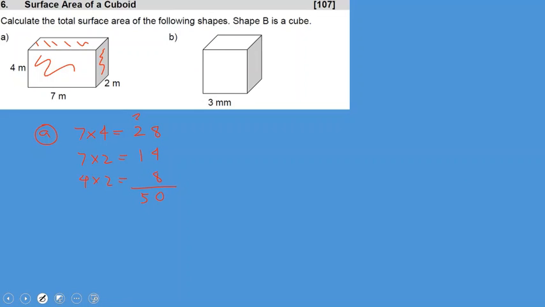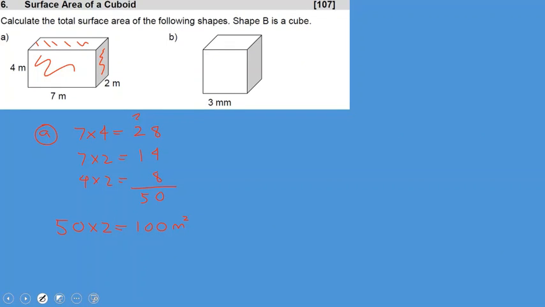But when we think about the fact that we've got 2 of each of these, we need to double that 50. So we're going to say 50 multiplied by 2 is obviously 100. And we've got lengths in meters, so our total surface area must be meters squared.